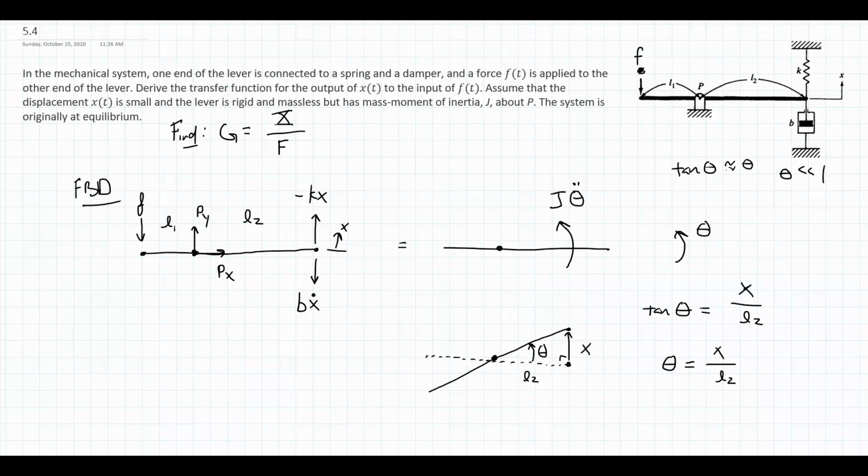But that's going to be very small values of theta. We can say the tangent of theta is approximately theta. So that is how I am able to go from the tangent of theta to theta here. And this is going to keep the problem as a linear problem. We're not going to have a trig identity in our equation of motion.